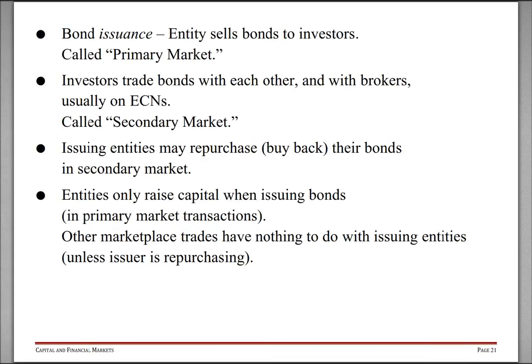Okay, with bond issuance, the entity sells bonds to investors in the primary market, and then when investors buy and sell those bonds among each other, that's called a secondary market trade. And just like with stocks, entities may repurchase their bonds in the secondary market, and the entities only get money in the primary market when they issue bonds.